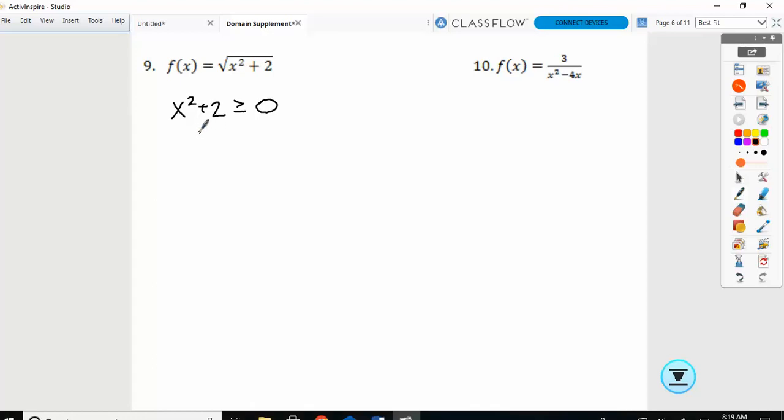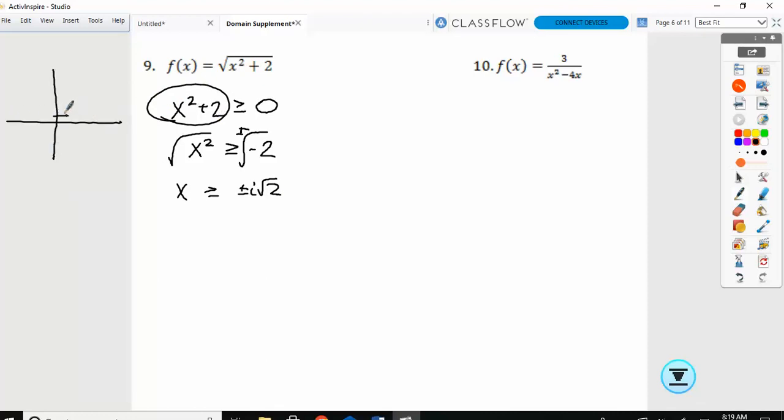Thoughts? What would you do? Take the square root. When you take a square root, you'd have to do plus and minus. What kind of number are you getting over here? An imaginary. So, if you think about this, this is just a parabola that's been moved up 2, right?